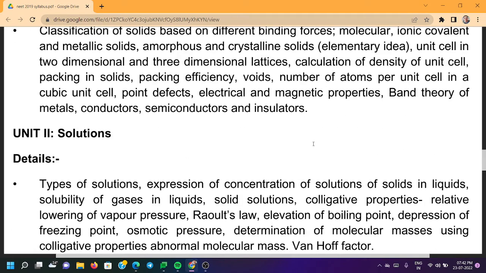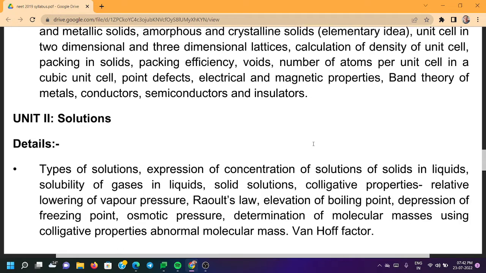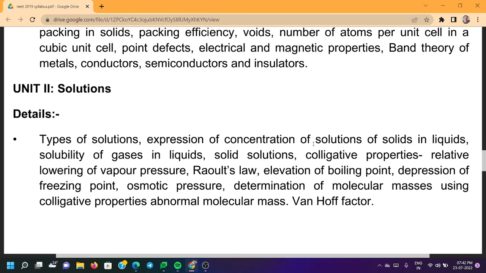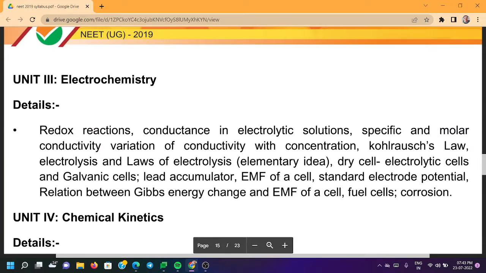Class 12 Chemistry Unit 2 Solutions. Types of solutions, expression of concentration of solutions of solids in liquids, solubility of gases in liquids, solid solutions, colligative properties: relative lowering of vapor pressure, Raoult's law, elevation of boiling point, depression of freezing point, osmotic pressure, determination of molecular masses using colligative properties, abnormal molecular mass, Van't Hoff factor.